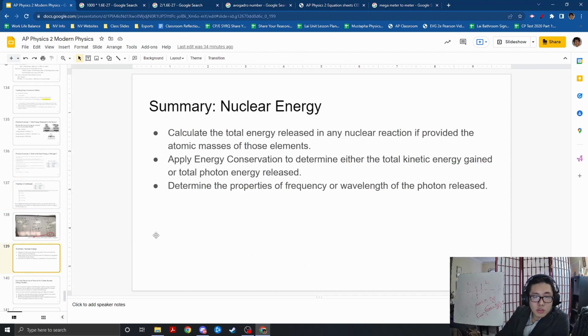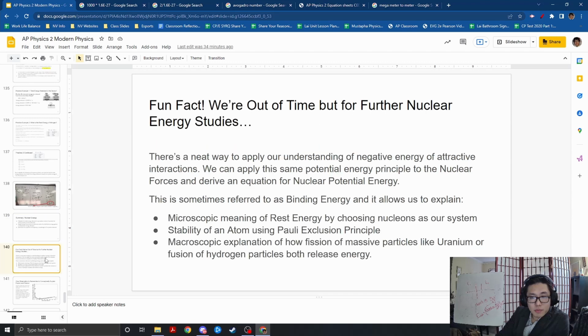So to summarize nuclear energy, you should be able to calculate the total energy released in any nuclear reaction using the atomic masses of those elements. You should be able to use energy conservation to figure out how much photon energy is actually being released, and you should be able to determine properties of frequency or wavelength using Einstein's photon equation.